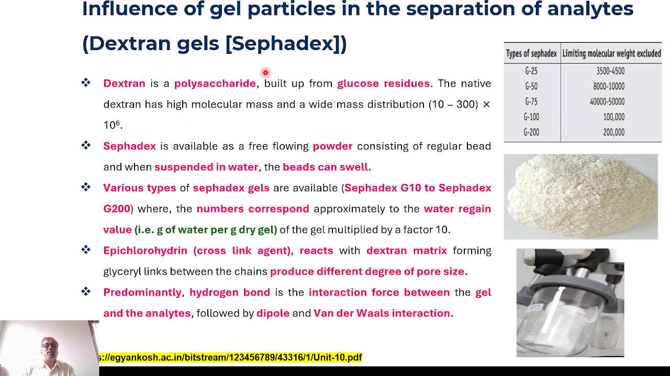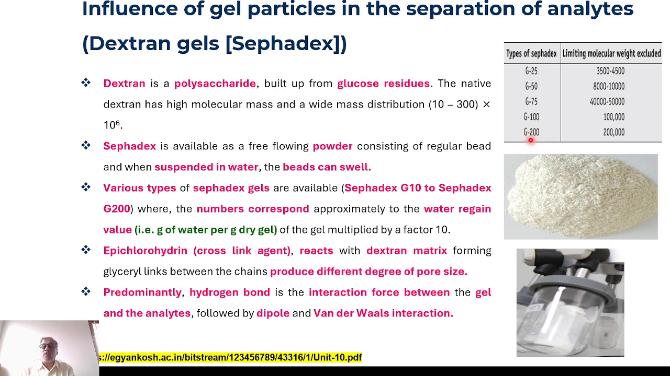The very first one is very prominent and famous Sephadex gels. There are different types of Sephadex gels, say Sephadex G25 or G50 or G100 or G200. And here you can see the molecular weight cutoff size is denoted on the right side of the table. G25 is the gel whose pore size will allow molecules up to a molecular weight of 4500 daltons. So this is a smaller pore size gel.